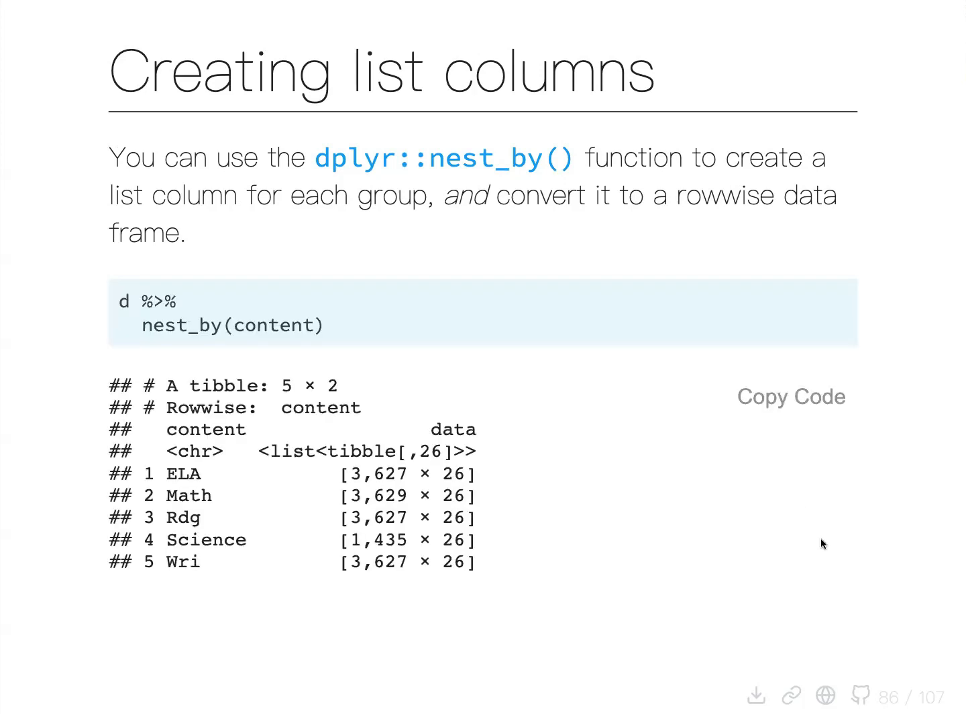So for example, when I take D and I say nest_by content, notice this looks basically like it did before, except it says row-wise content, okay? So now any operation I do on this data frame will be conducted by row, okay? Any questions so far? Okay.